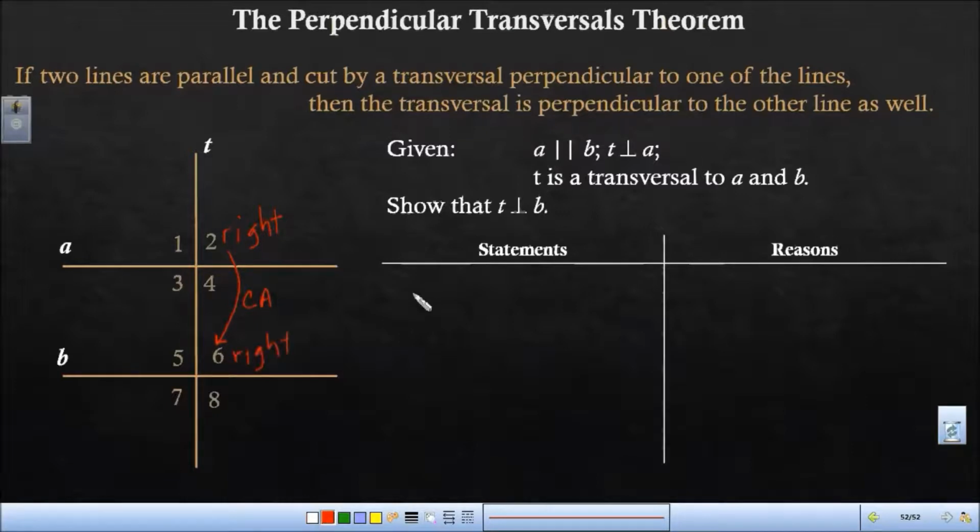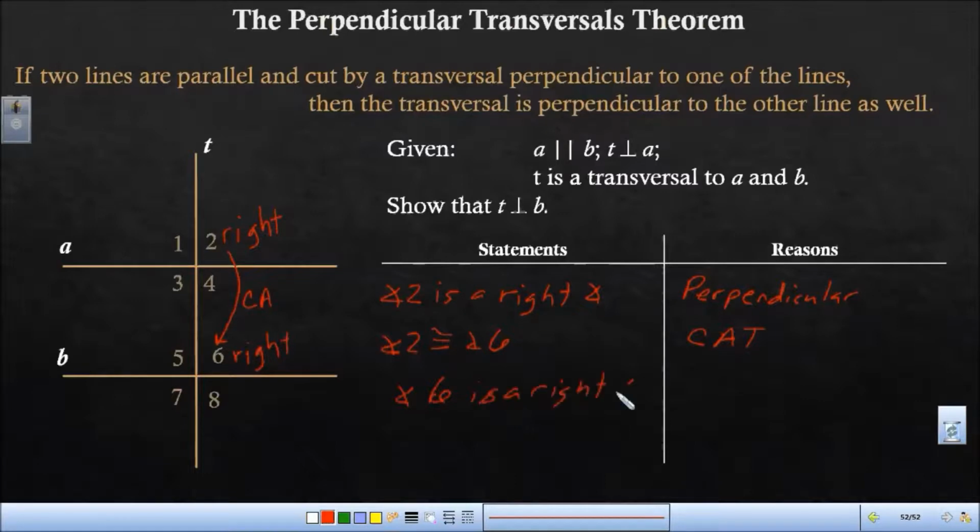So here we go. T is perpendicular to A. That means that angle 2 is a right angle. Alright, this is because we have perpendicular lines. Okay, and then we say that angle 2 is congruent to angle 6. This is by the corresponding angles theorem. Alright, and then we claim angle 6 is a right angle.